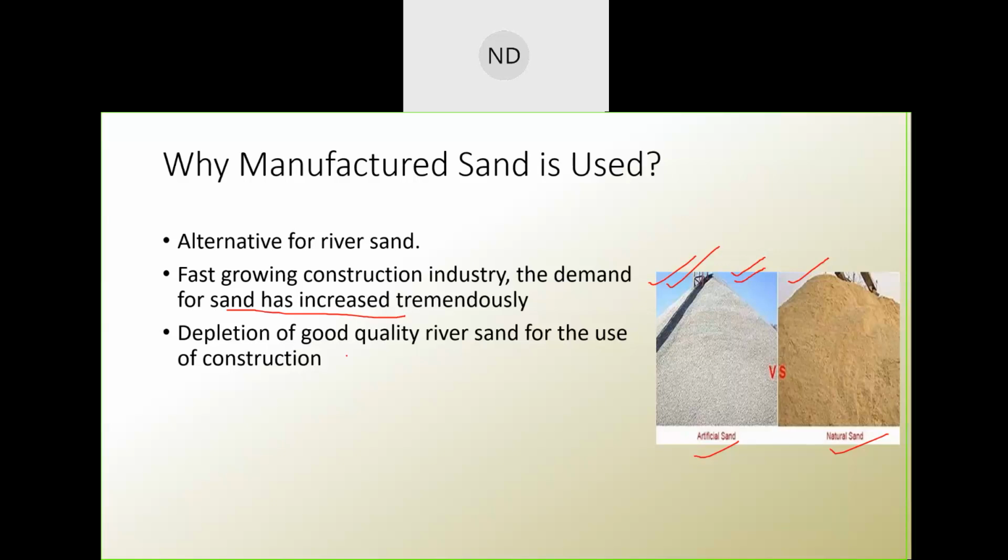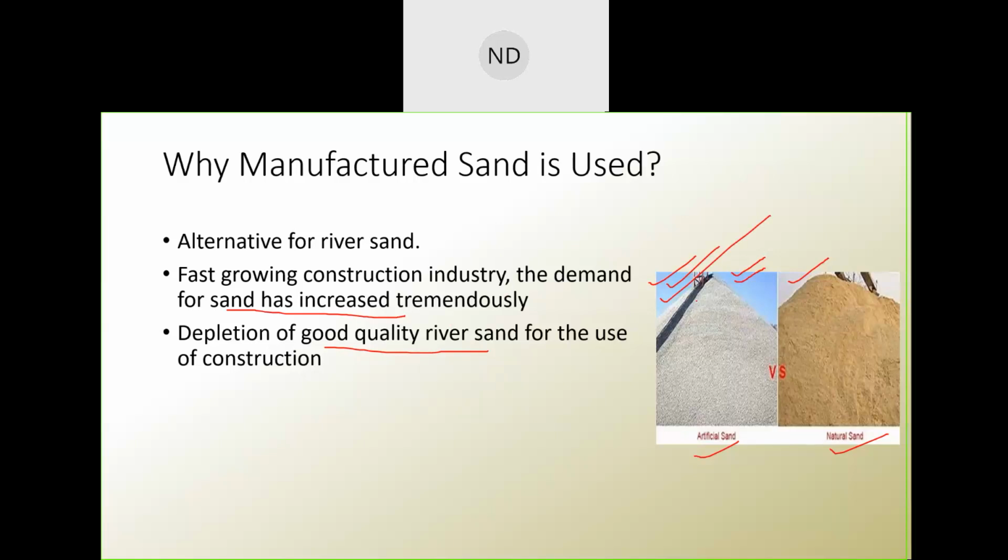So much of natural sand is taken out by the construction industries that there is no availability, and even if it is available, the quality has reduced. You will see there is depletion of good quality river sand for the use of construction. The use of manufactured sand has increased.